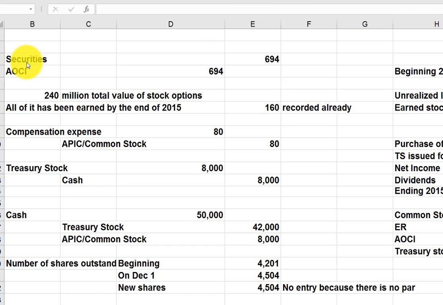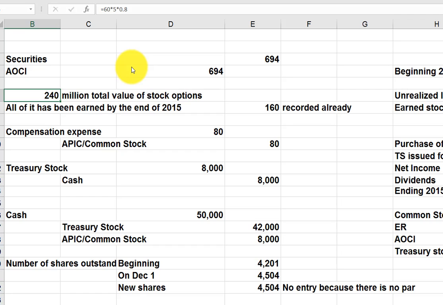Jumping right in, we have our journal entry for an unrealized loss. We had it already net of tax, so we don't have to worry about the taxes on that one. Going down to the stock options, because there was 60 million, we're going to do everything in millions because that's how everything is presented on these financial statements that we're working with.